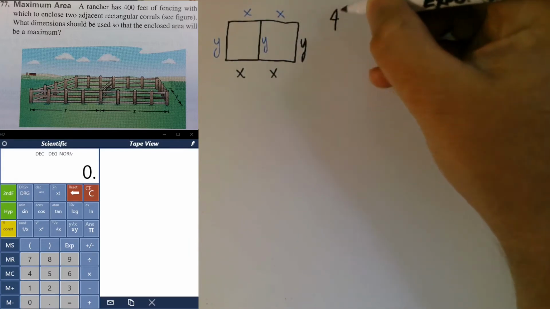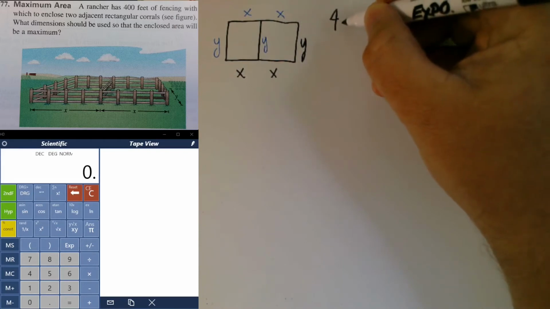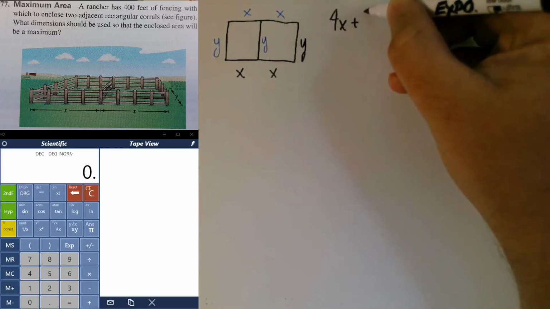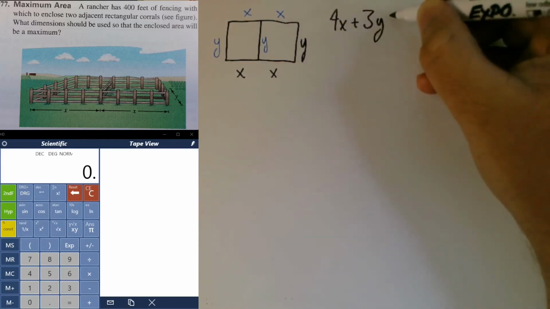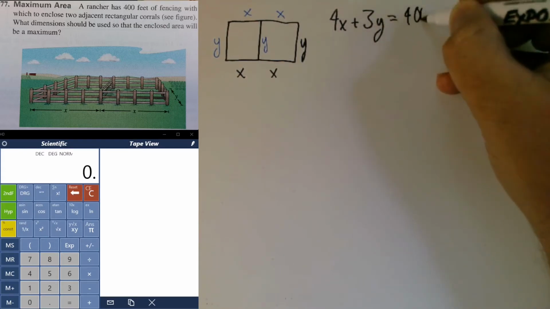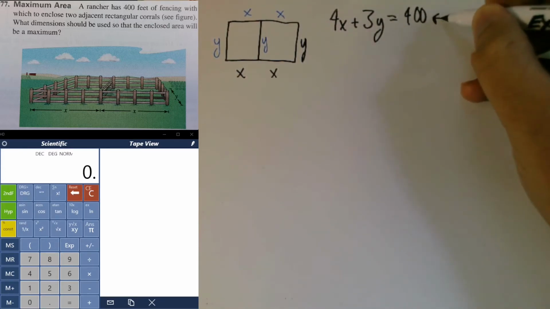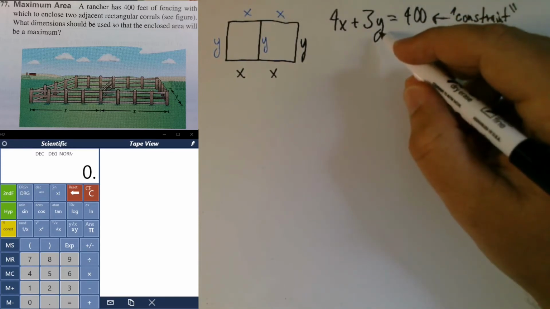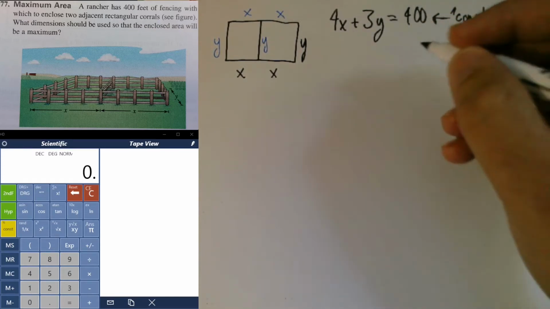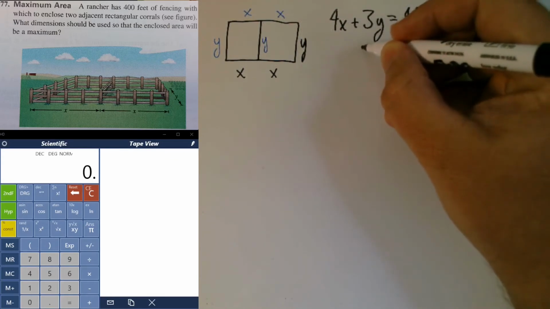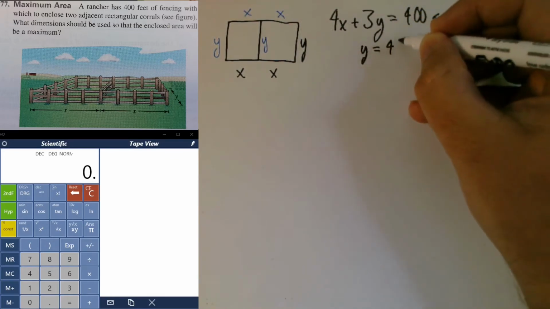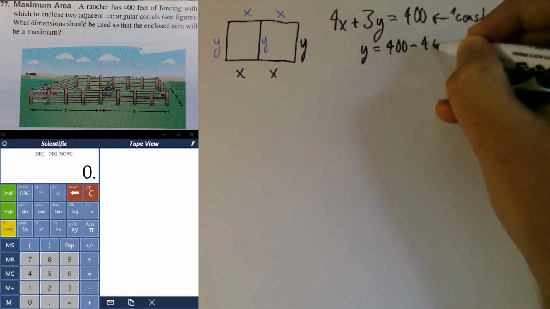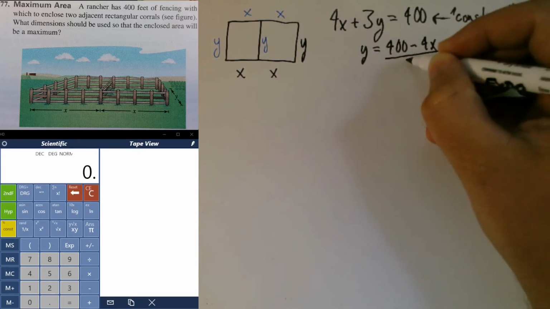We know this will equal the total length of fencing of 400 feet. So we can write 4x plus 3y equals 400. This is our constraint. It's our secondary equation. So we know we're going to substitute one of these values for each variable into the other equation. So I'm going to go ahead and solve this equation for y. I would get y equals (400 minus 4x) divided by 3.